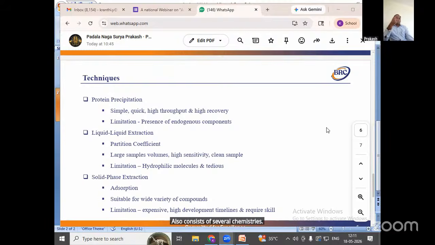I would like to cite a few examples. One is called HLB, hydrophilic lipophilic balance. Others are weak cation exchange, strong cation exchange, and weak anion exchange. But how you choose these categories all depends on the chemical characteristics, log P and log D values of the molecules.